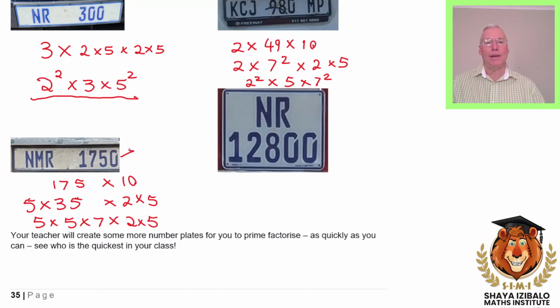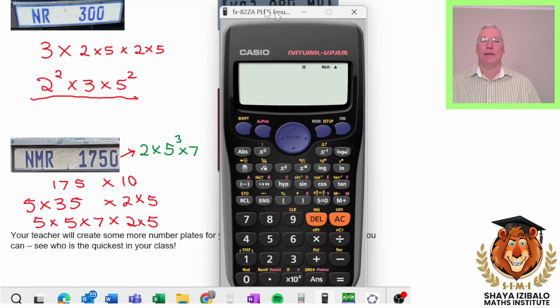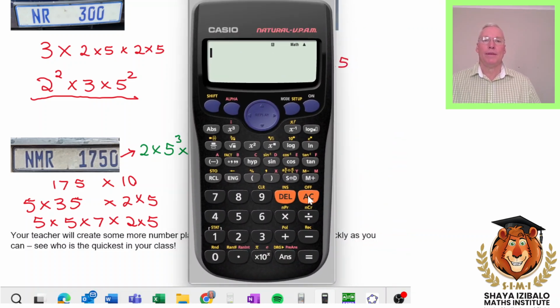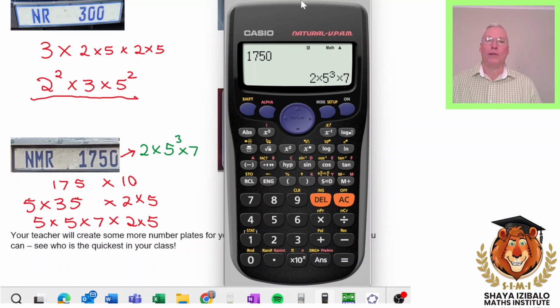So in fact, this number 1750 is actually 1 2 multiplied by 5 times 5 times 5, 3 5's multiplying together, times 7. And again, just because we can, let's check that on our calculator. 1750, shift fact, and there it is. It's a 2, it's 3 5's, and a 7, all multiplying together.